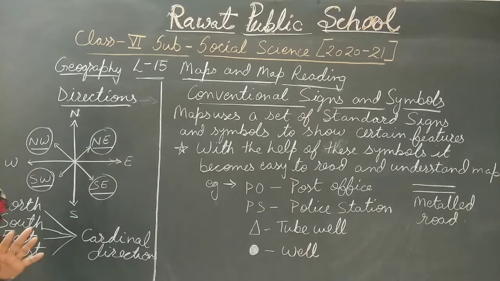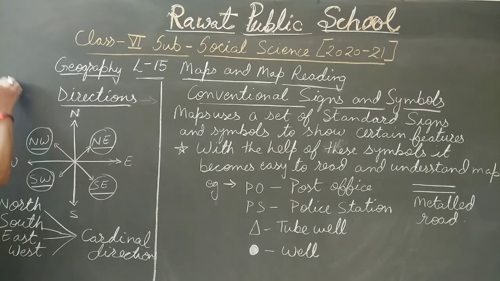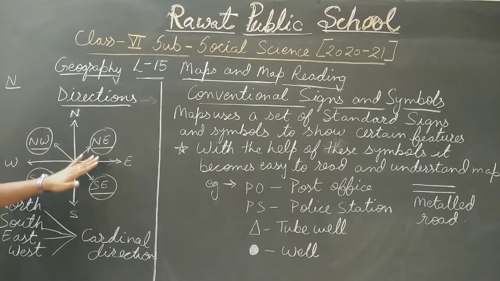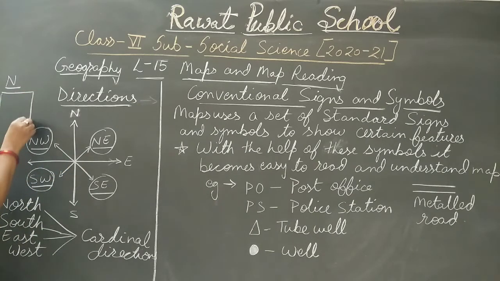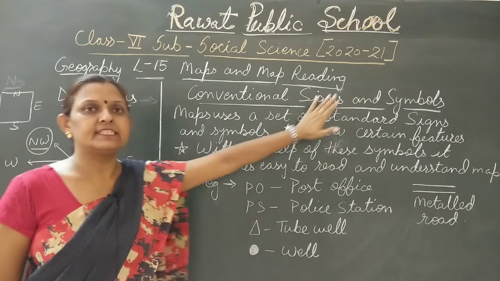When we talk about a map, north is always shown on top, and through this we can find all other directions. Suppose this is a map, north will always be shown on top of it. Then opposite, or downward, is south, then this side is east, and then this is west.